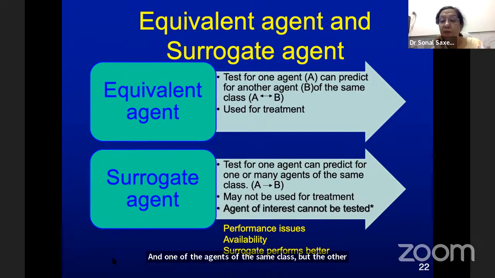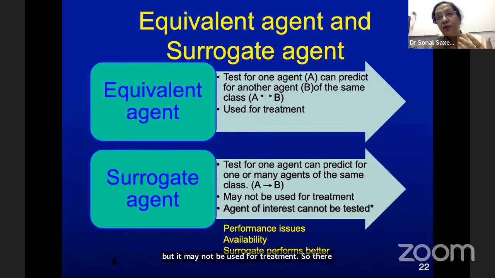The example here is pefloxacin or cefoxitin for MRSA. You use cefoxitin to detect MRSA, but you do not say use cefoxitin for treatment to such an extent. Similarly, pefloxacin you use to predict sensitivity to ciprofloxacin, but it may not be used for treatment. So there may be a performance issue.